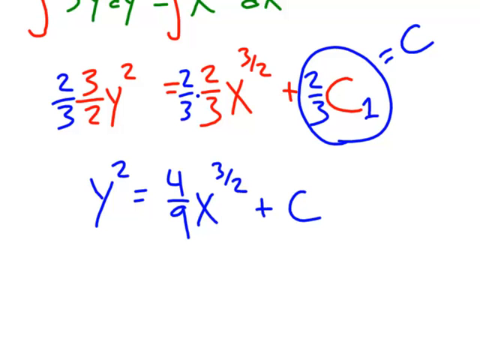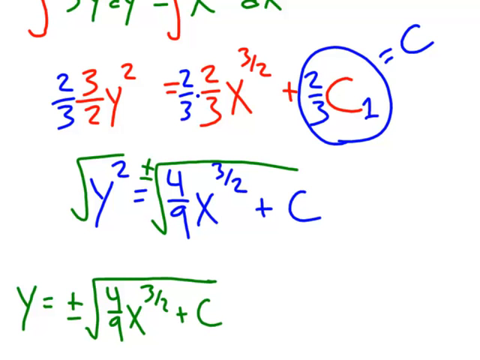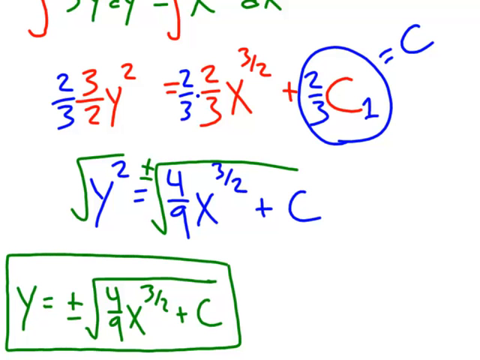And of course, at this point, we would just square root both sides. Don't forget the plus or minus on the right side. So then we would just end up with y equals plus or minus square root of 4/9 x to the 3/2 plus c. And we'll put a box around that.